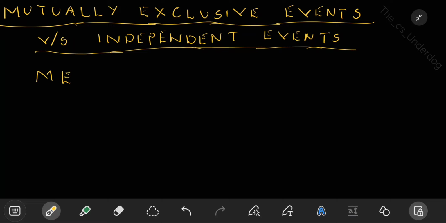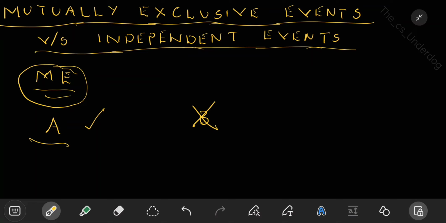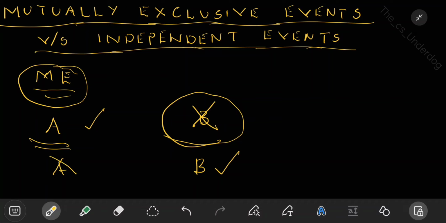So mutually exclusive events and independent events. Let's first take mutually exclusive. In mutually exclusive, occurrence of an event A prevents the occurrence of event B. Then A and B are said to be mutually exclusive. What did I say? If you know that event A has occurred, then you know for sure that event B cannot occur. Occurrence of A prevents the occurrence of B, or vice versa. That is, if you know that B has occurred, then A cannot occur. That is, only one among A and B can occur.